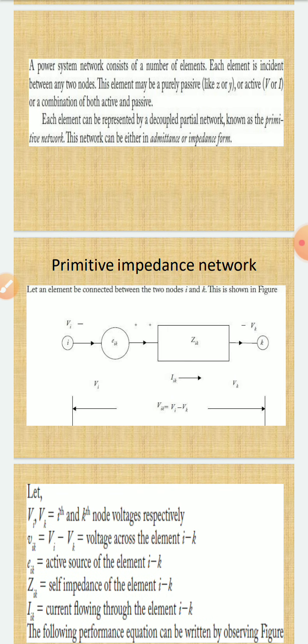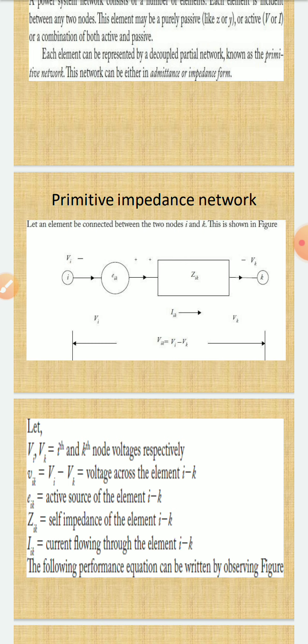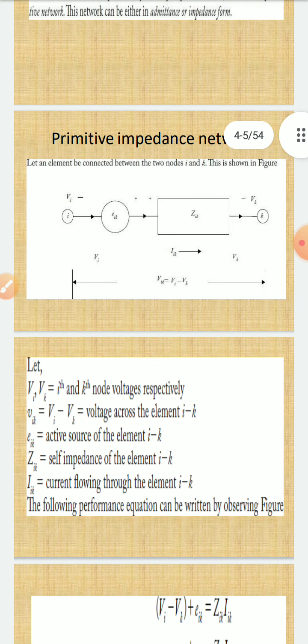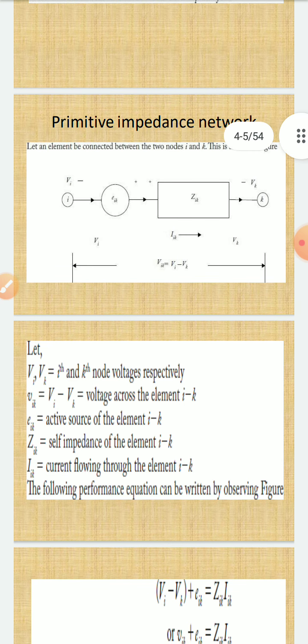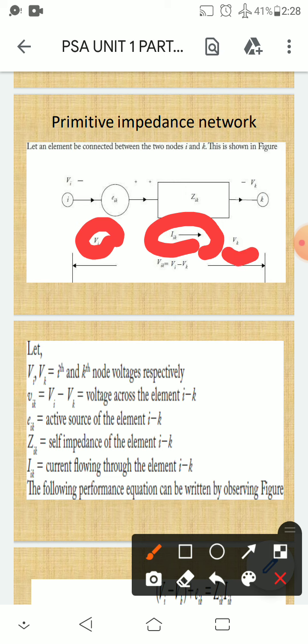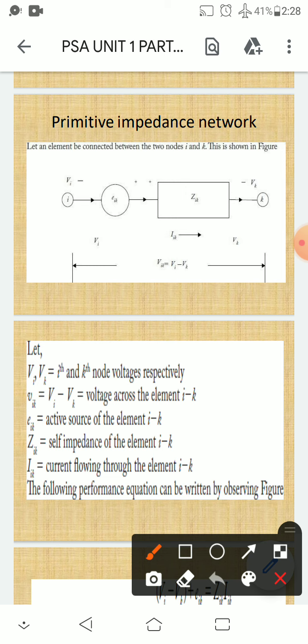Next, primitive impedance network. Let an element be connected between two nodes I and K. The voltage across the ith node is V of I and the voltage across the kth node is V of K. Between them are a voltage source E of Ik and an impedance element represented as Z of Ik. Capital I of Ik is the current flowing between the nodes I to K. Here the voltage across the element, V of Ik, is equal to V of I minus V of K.